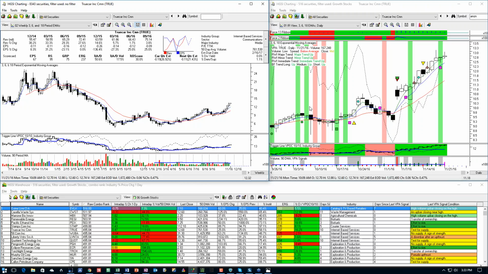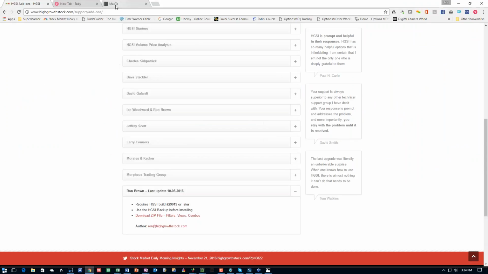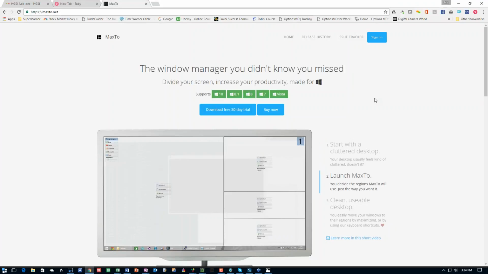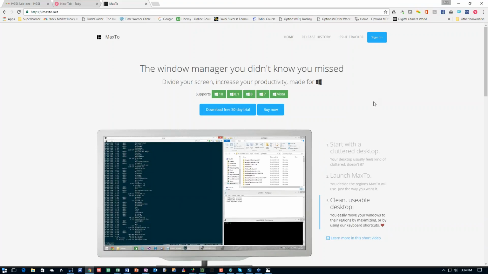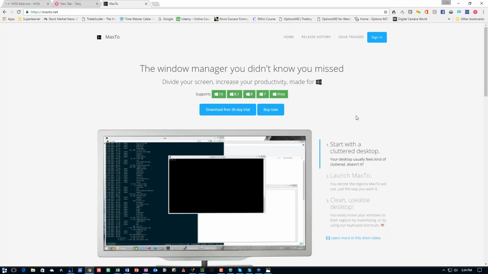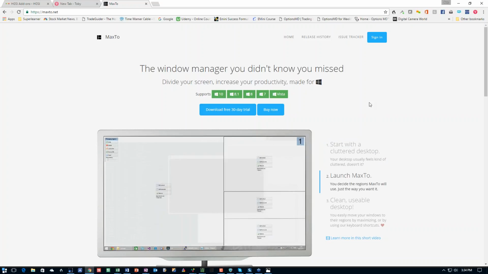This is the way I'm setting this up, and there are several reasons for doing this. First of all, let me show you what I'm using to break up my screen. It's a little program for $19 called Max2, and you can download a 30-day trial if you want to, and then you can set up your screens any way you like to.